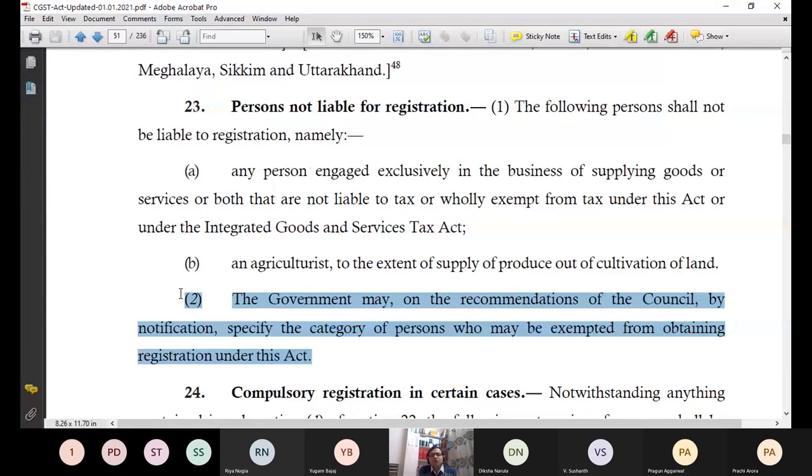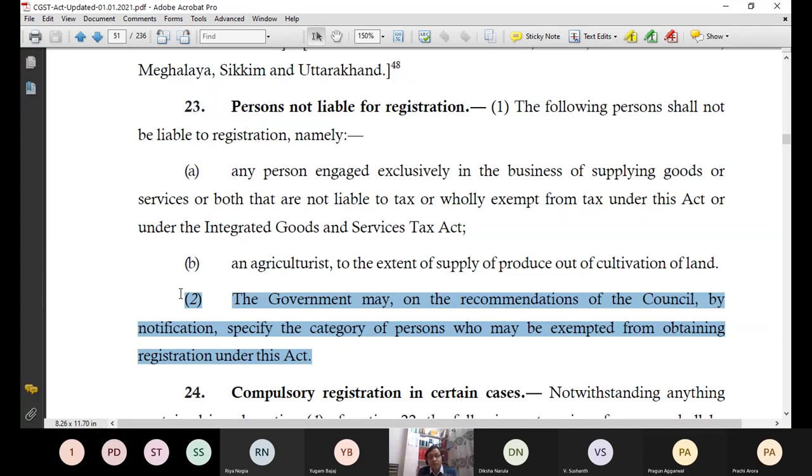Now, these two are clear: engaged exclusively and farmer. But India is a big nation. Anytime any problem can arise. So government has kept one point open, that on the recommendations of GST Council, we can notify those people who may be exempt for some time or for a longer time, it depends, from obtaining registration. That's it. This is what section 23 is.